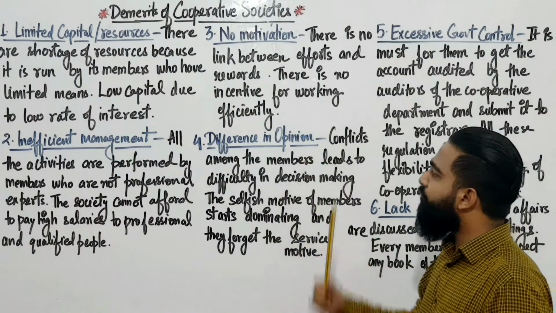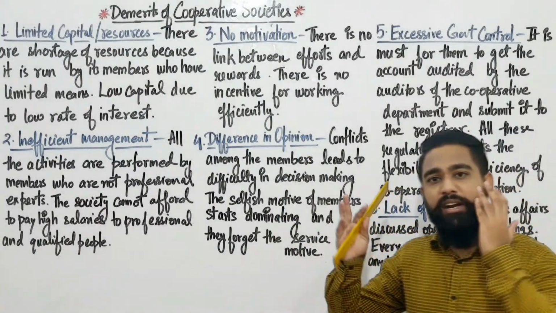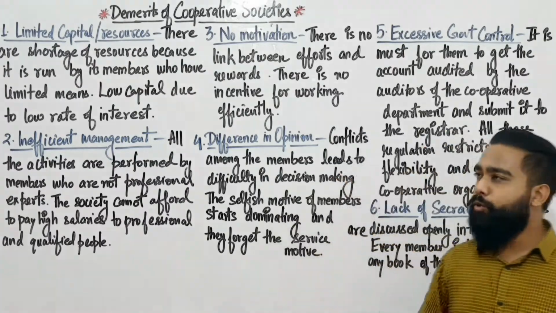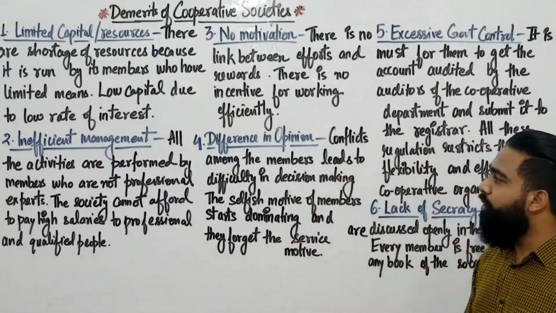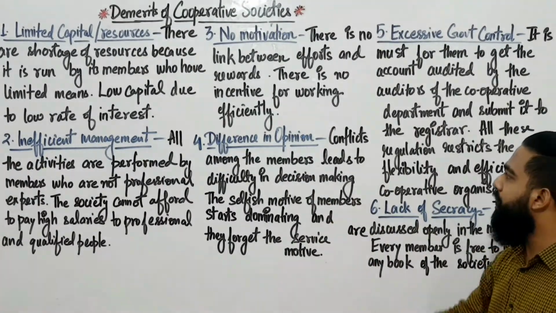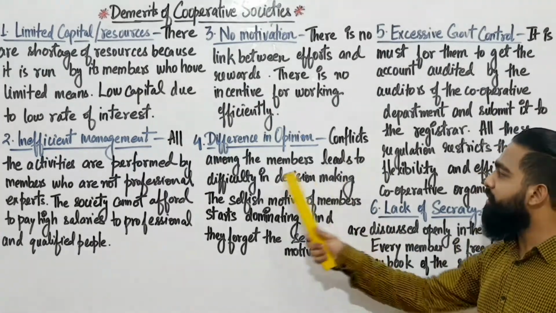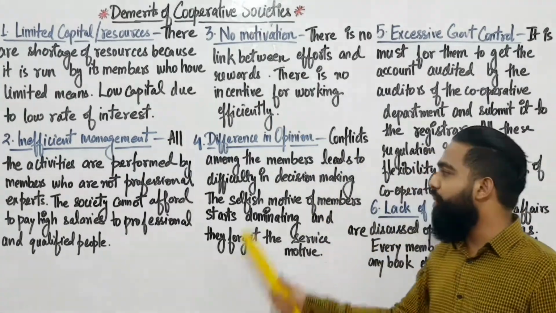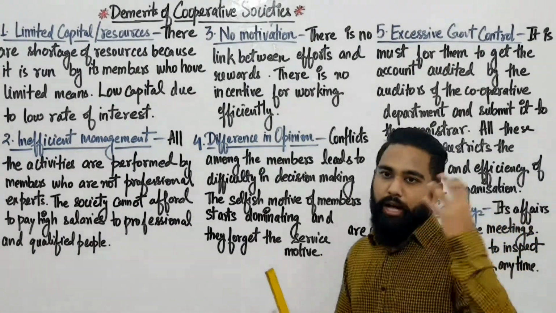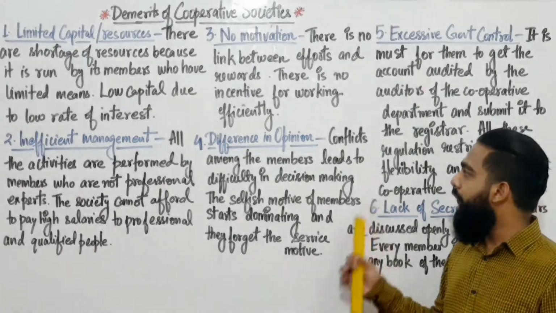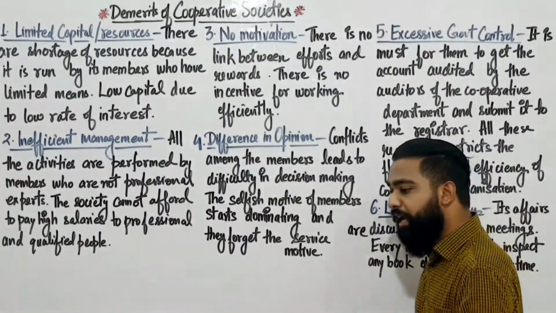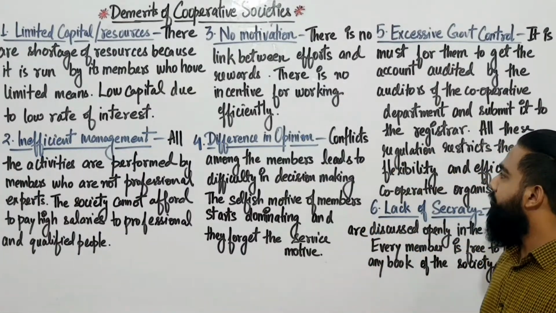Now the fourth one is difference in opinion, because each and every member has the right to vote and to participate in the management. Therefore, there might be differences in opinion. Why is it a bad thing that conflicts happen? Conflicts among the members lead to difficulty in decision making. They don't understand the other person's idea and they have a conflict, and the decision making is spoiled due to the conflicts.